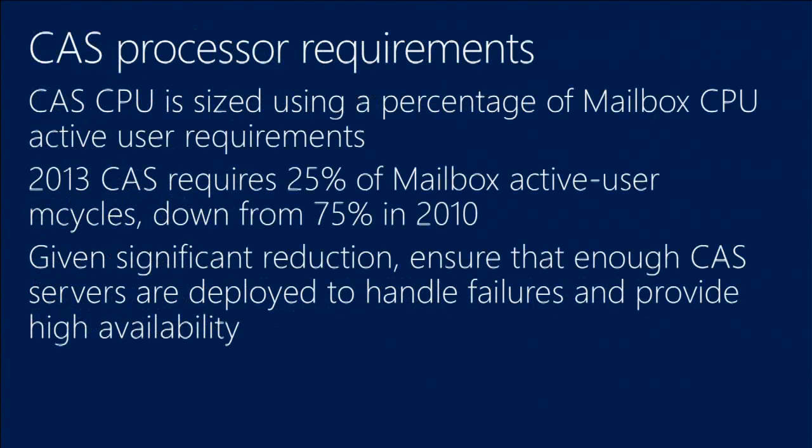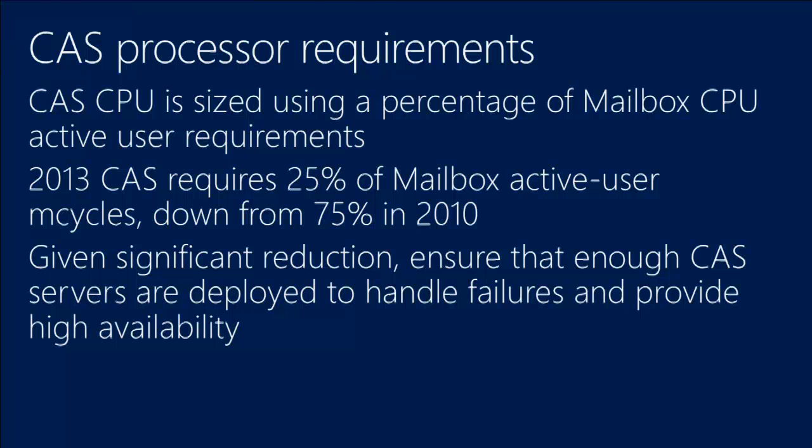So CAS, just as it was in 2010, is sized based on a percentage of mailbox CPU. So it was 75% in 2010. It's now 25% in 2013. I'm willing to bet that that will continue to go lower. We actually wanted it to be a little bit lower when we released, but didn't quite get as far as we wanted to go from an optimization perspective. But at the moment, it's 25%. And the sizing guidance talks through how to figure out exactly what that requirement is.